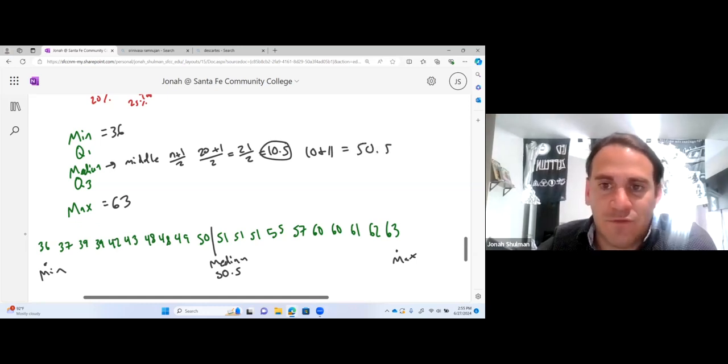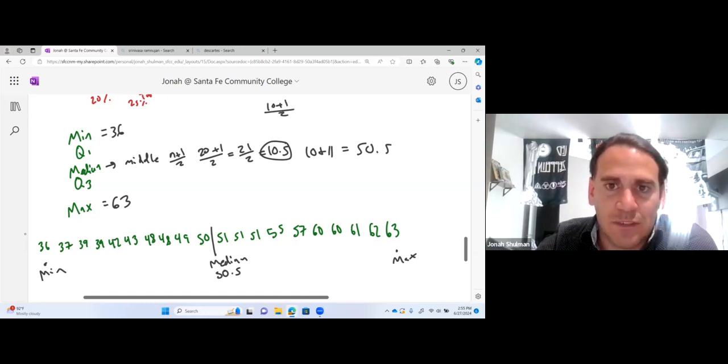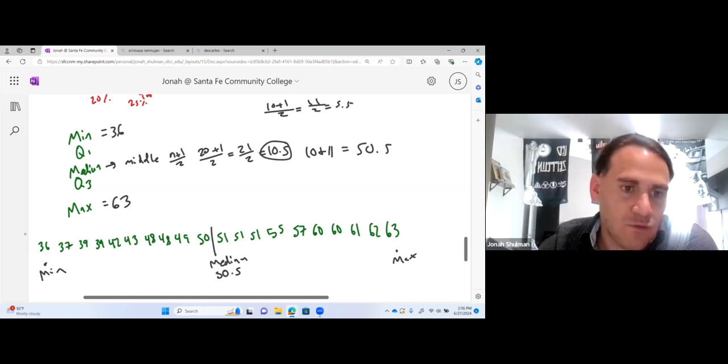Halfway in between 50 and 51. Now the first quartile is just everything to the left. What's halfway? So I have 1, 2, 3, 4, 5, 6, 7, 8, 9, 10. Well, we can just do 10 plus 1 divided by 2. What's halfway there? 5. It's between 5 and 6. 1, 2, 3, 4, 5. So it's 42.5 is your first quartile.